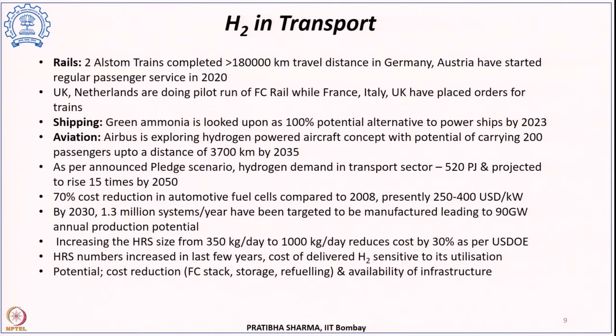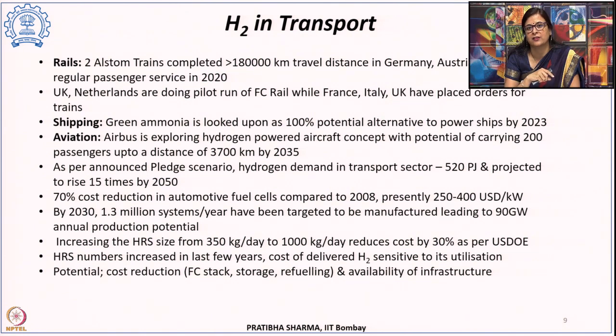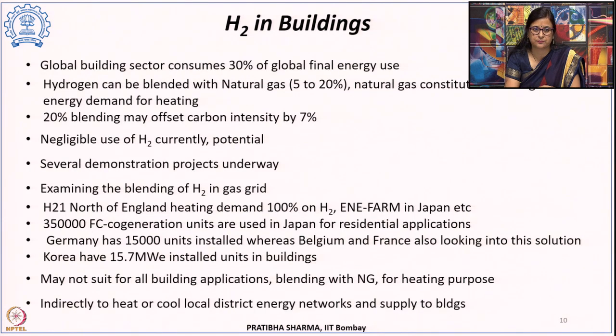Now, the positive note is the cost of automotive fuel cells has reduced by 70% compared to 2008, and by 2030 it is expected that 1.3 million systems per year will be manufactured, leading to 90 gigawatt of annual production potential. All these changes will require cost reduction in fuel cell stack cost, hydrogen storage cost, and refueling cost, and availability of infrastructure, such as hydrogen refueling stations.